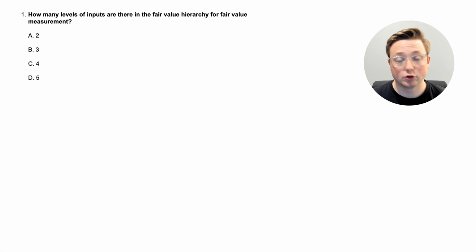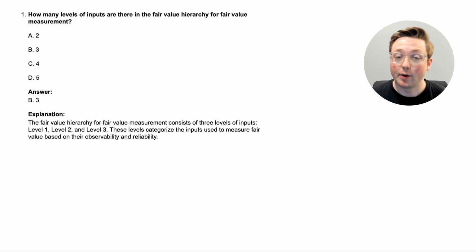So if you know the answer, great. If you don't, then we're going to go ahead and look at the answer together to learn how many levels there are in the fair value hierarchy. All right, the answer is B. There's 3 levels in the fair value hierarchy. Pretty easy, and we're going to dive into each one of them in the next questions.